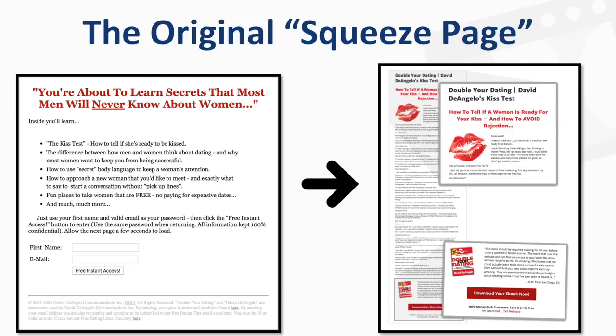Offer them an ethical bribe, a lead magnet. For him, it was the KISS test. Then the next page, he gives them the KISS test, thanks them for giving the email address, and then from here, they're able to push them into whatever product or service they actually want to sell on the back side of it, okay? Now, they were able to build an email list of hundreds of thousands of men and build a huge company by using simple squeeze pages like this, okay?